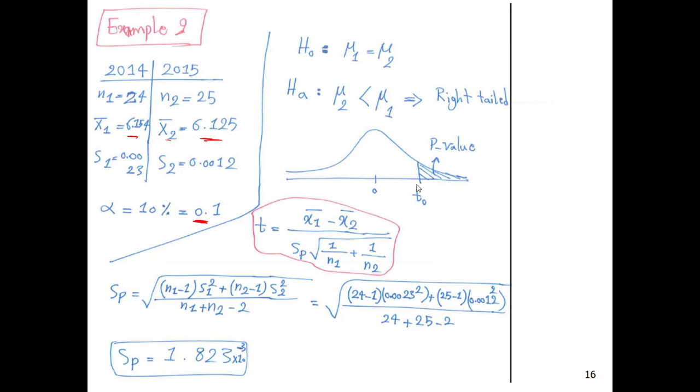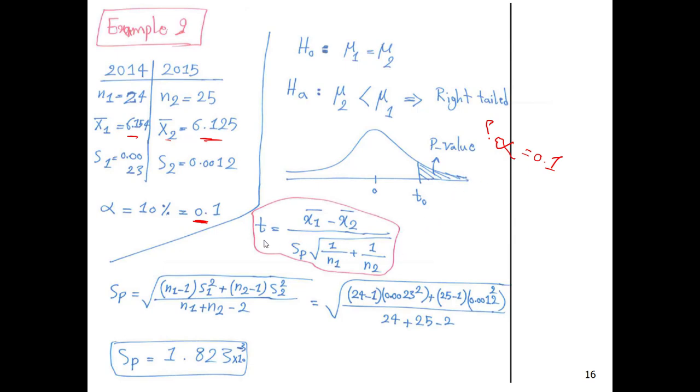So we have this kind of problem, where we have to find the p-value and then compare this p-value with alpha, which is given here. We compare our p-value with alpha to see if it's smaller or bigger.